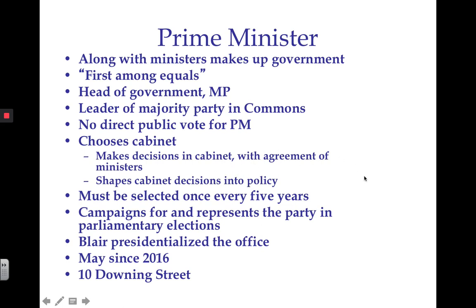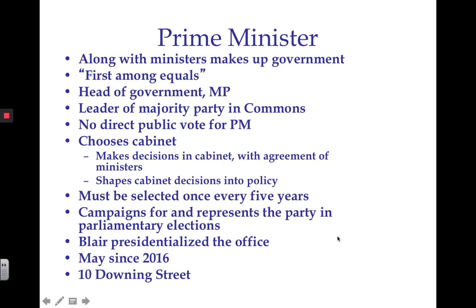The prime minister must be selected once every 5 years, and that is a law that changed in 2011 with the Fixed Parliamentary Term Act of 2011. Previously, it had been at least once every 5 years. They made it more difficult to have early elections. You can have early elections now, but it's got to be with a 2/3 vote in Parliament. So not just whenever it's convenient for the major party.